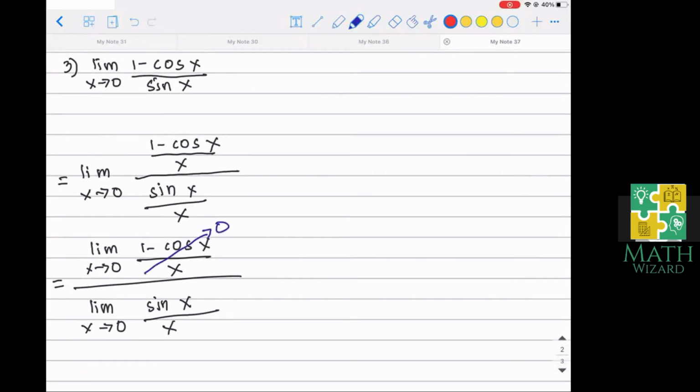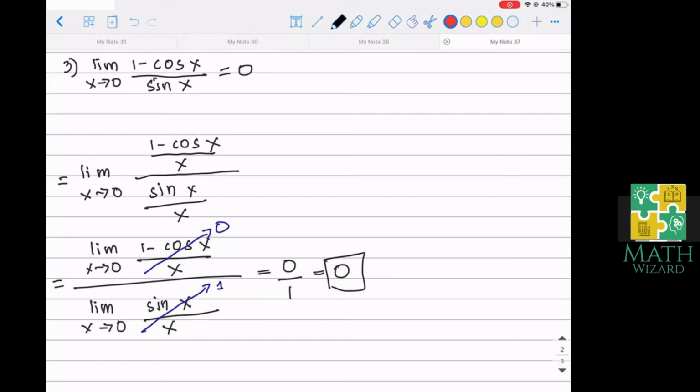And based also on our formula, the limit of sine x over x as x approaches 0 is equal to 1. Sorry, I wrote 0. So this is equal to 1. Therefore, this is 0 over 1, and the limit is equal to 0. So the limit of 1 minus cosine x over sine x as x approaches 0 is equal to 0. It is not undefined, but equal to 0.